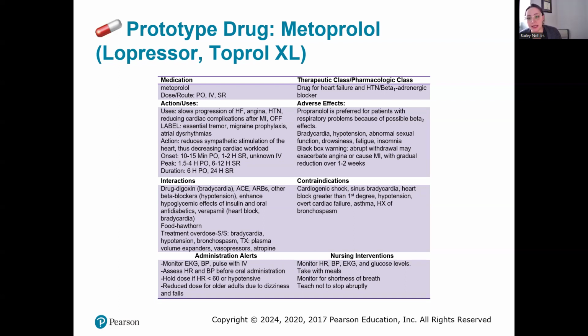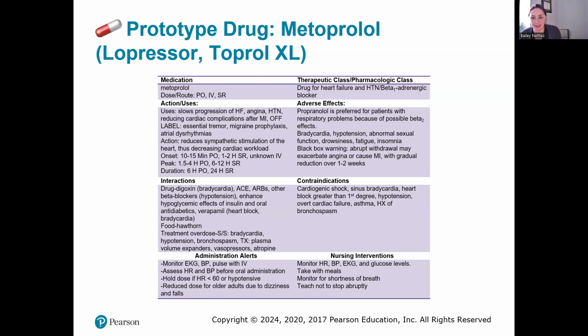So it reduces sympathetic stimulation of the heart. It works on both receptors, beta 1 and 2. So if your patient has a history of bronchospasms, bronchoconstriction, asthma, respiratory issues, they don't really want to take metoprolol. We'll give them propranolol instead. Okay. So metoprolol works on beta 2.